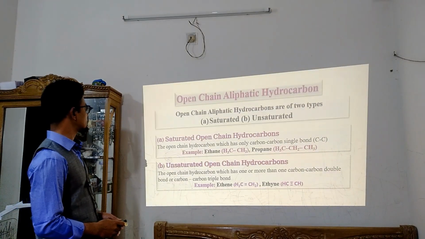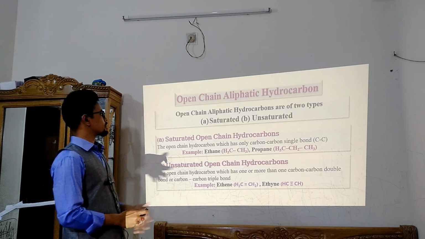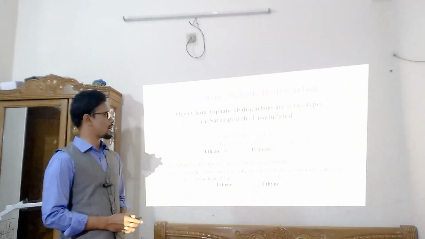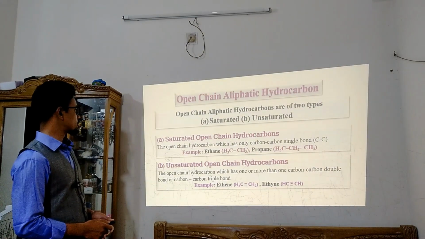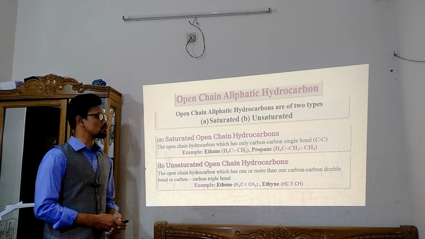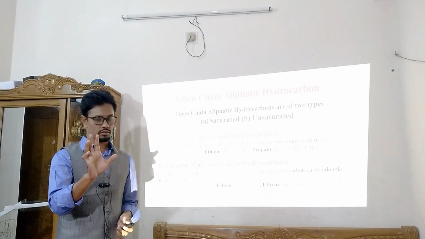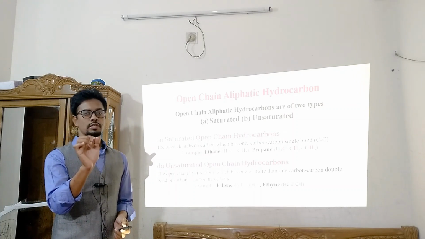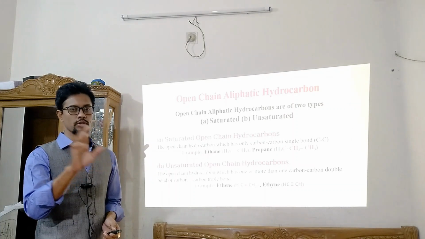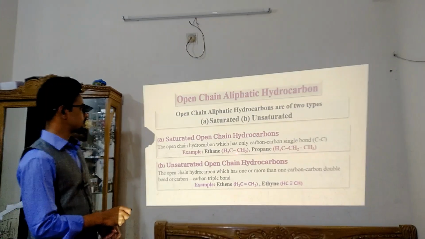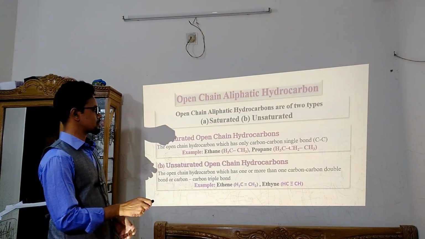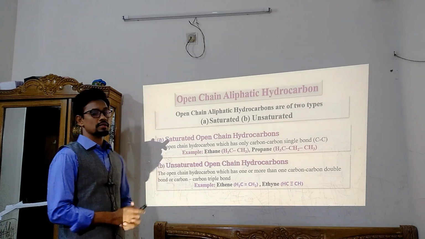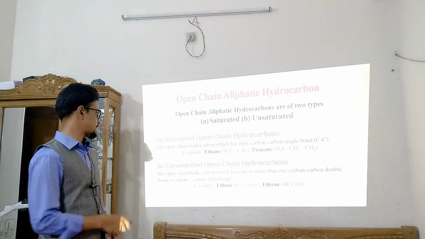Open chain aliphatic hydrocarbons are of two types: saturated and unsaturated. Saturated open chain hydrocarbons are open chain hydrocarbons which have only carbon-carbon single bonds. You must remember, here only carbon-carbon single bonds, not double or triple bonds. Like ethane, carbon-carbon single bond. Propane, carbon-carbon single bond.